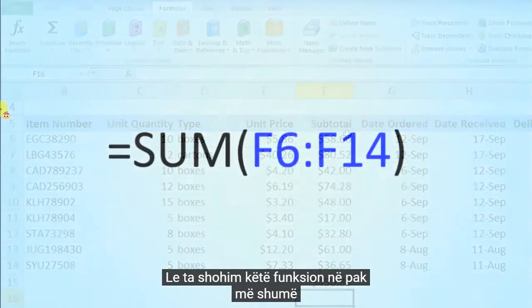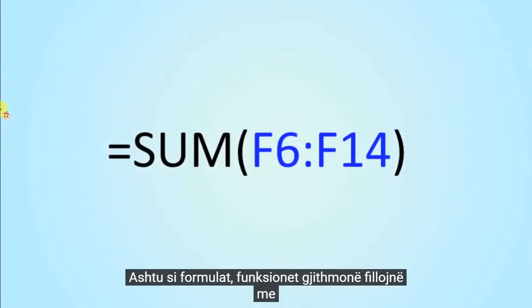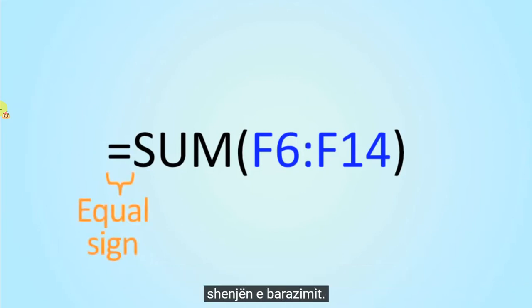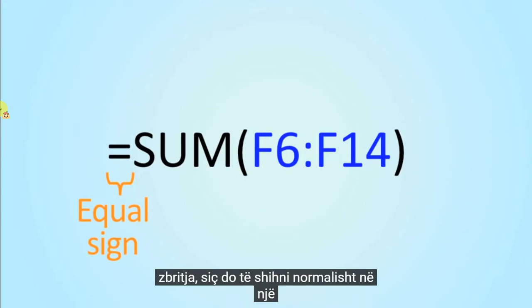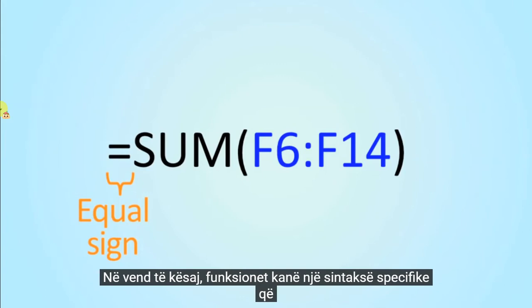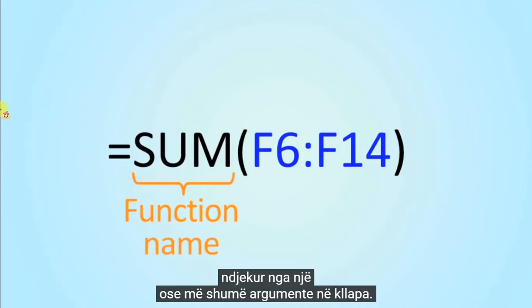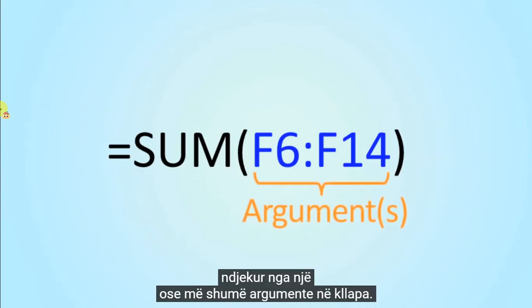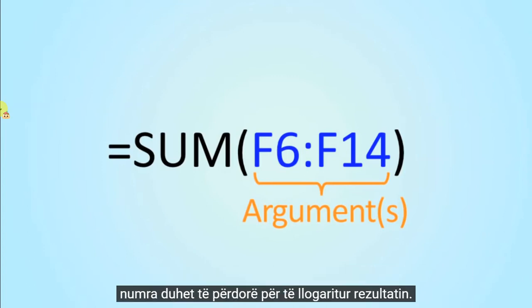Let's look at this function in a little bit more detail. Just like formulas, functions always start with the equals sign. But you might notice that there are no mathematical operators such as addition or subtraction like you would normally see in a formula. Instead, functions have a specific syntax that includes the name of the function followed by one or more arguments in parentheses. The arguments tell the function which cells or numbers to use to calculate the result.